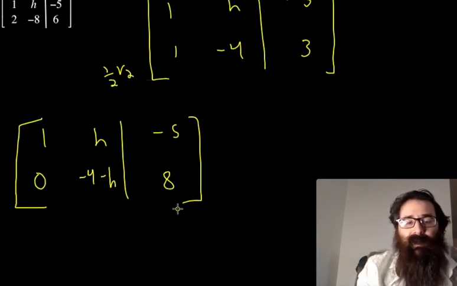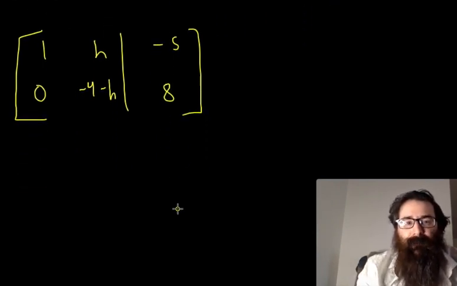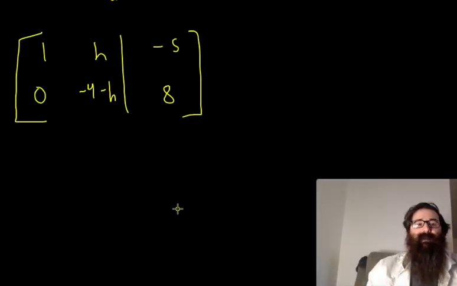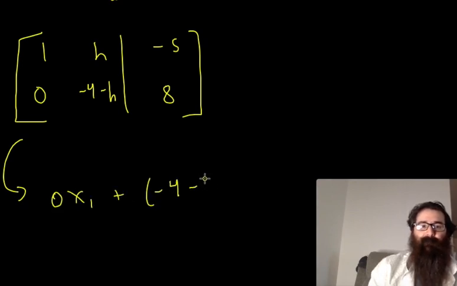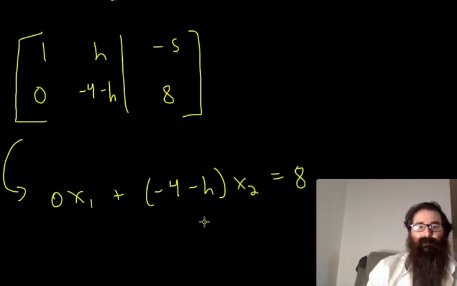Now I want to focus on what this second row is telling me, and I actually can now make some comment about it. So that second row is saying 0 x1 plus, here my coefficient is kind of funny, it's negative 4 minus h all times x2, and then equals 8. And 0 times x1 is really just 0. It's going to kill off that variable for this second row. So I can really just focus on negative 4 minus h as my coefficient times x2 equals 8.